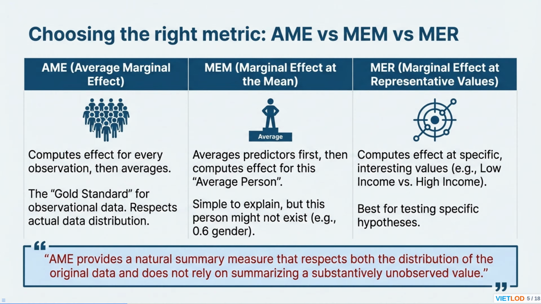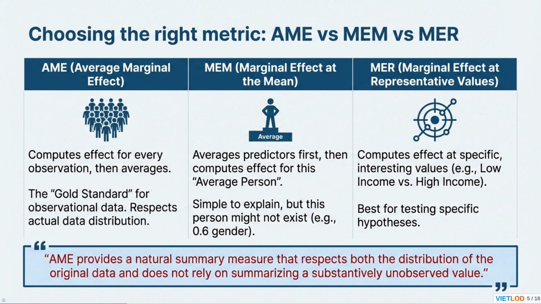After calculating individual marginal effects, we need to decide how to aggregate them into a single summary measure. This slide outlines the three primary options: average marginal effect, marginal effect at the mean, and marginal effect at representative values. The average marginal effect, AME, is often considered the gold standard. It computes the effect for every single observation in your data, then averages those results. This approach inherently respects the actual distribution of your data.